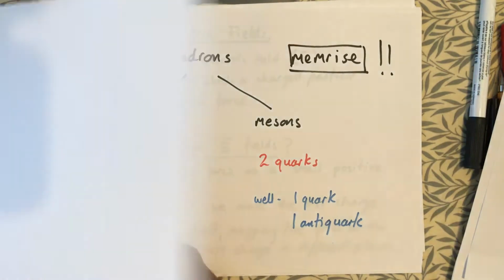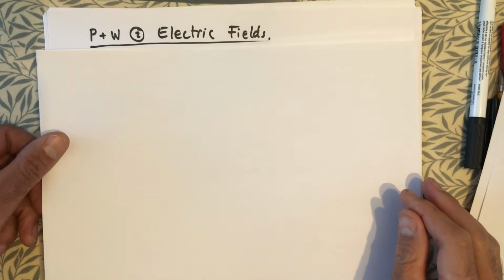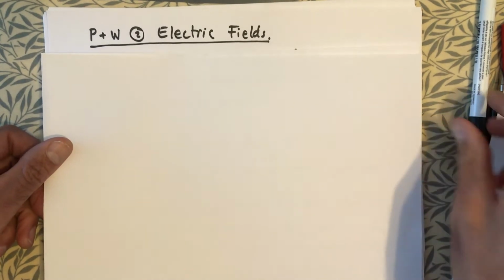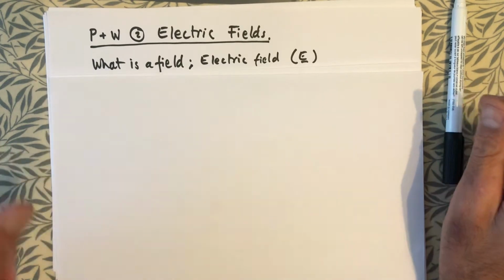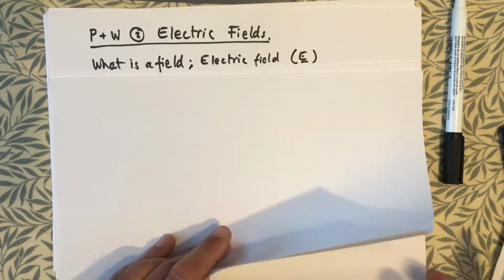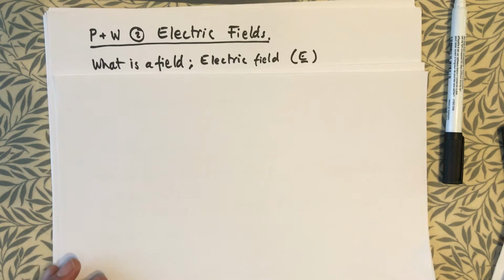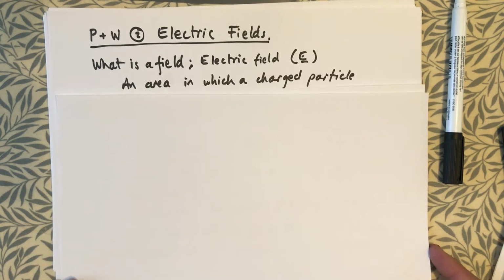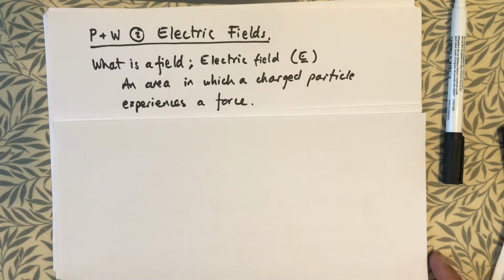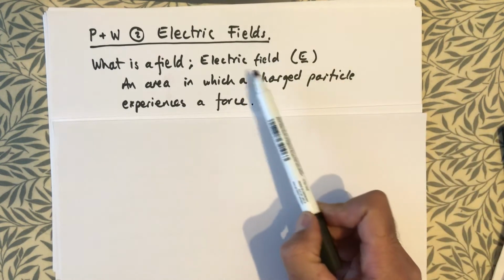Now, in this video, I also want to move on to the more mathematical aspects of this, because there's almost no maths in the actual particles. It's more narrative based. So, okay, let's talk about electric fields. What is an electric field? An electric field is an area in which a charged particle experiences a force. So this is our general field definition.